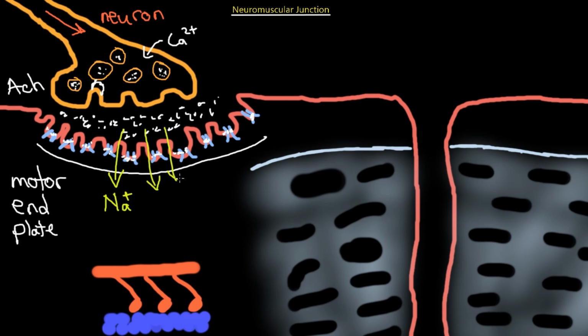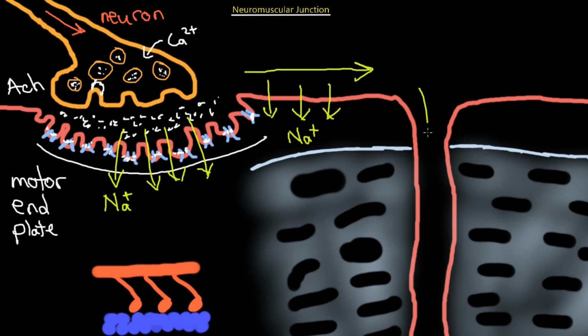And this occurs throughout the motor end plate. And this continues to occur all over here because the signal is going to continue to travel this way. And so the sodiums are going to continue to depolarize the membrane, and they're going to continue to make the membrane more positive, and that will continue to create action potentials all along the sarcolemma.